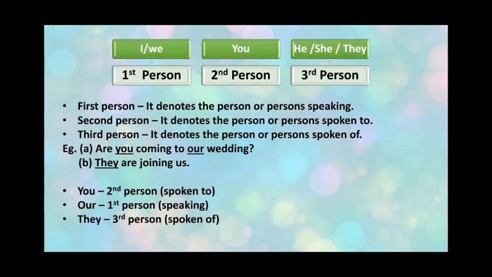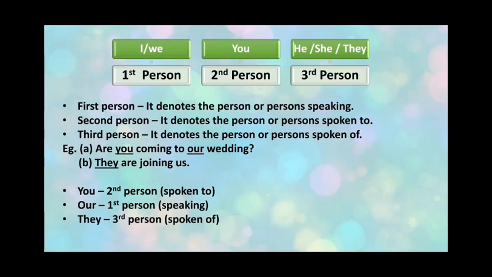In the second sentence, we have they. So in this sentence, they is the third person that is spoken of. So they is not the first person and not the second person, but it is the third person.